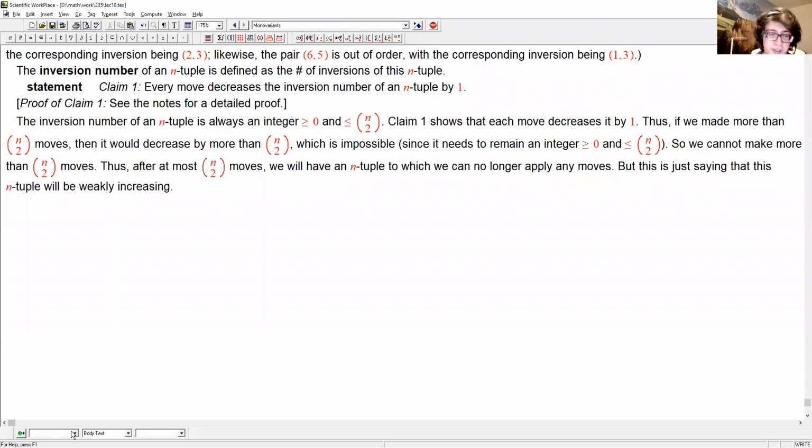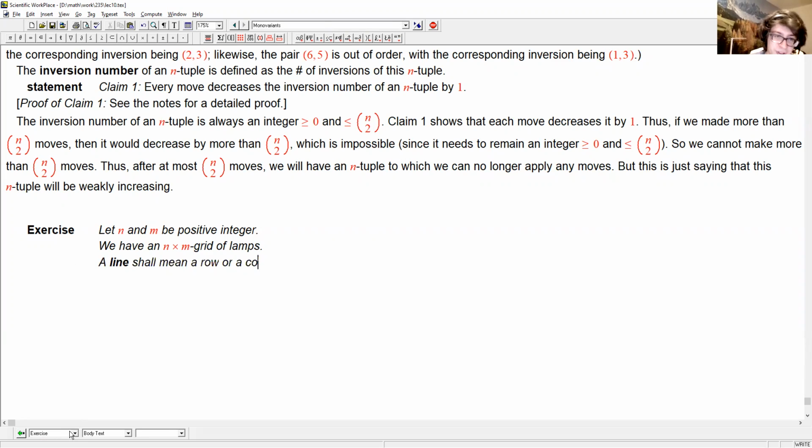In the next exercise, we return to a familiar setting. Let n and m be positive integers. We have an n by m grid of lamps. Again, a rectangular grid. We no longer require n and m to be at least 3 or something. This is a different exercise. A line shall mean a row or a column of the grid. So there are n plus m lines in total, n rows and m columns.